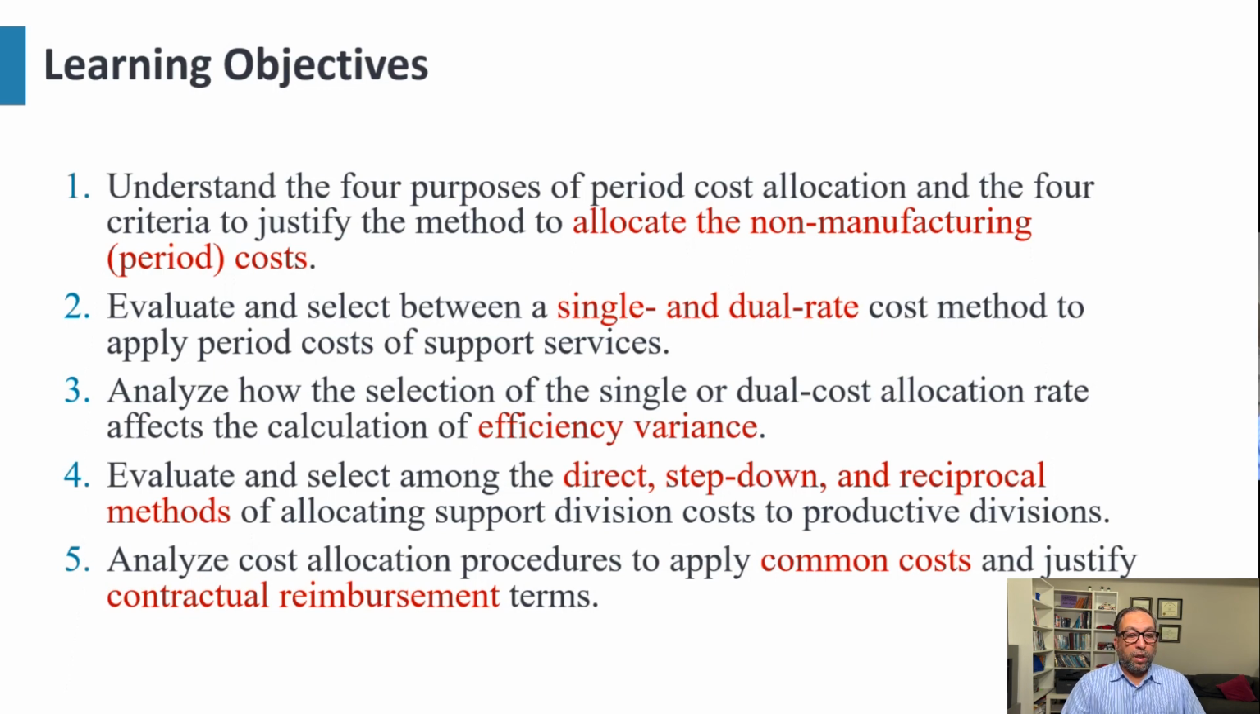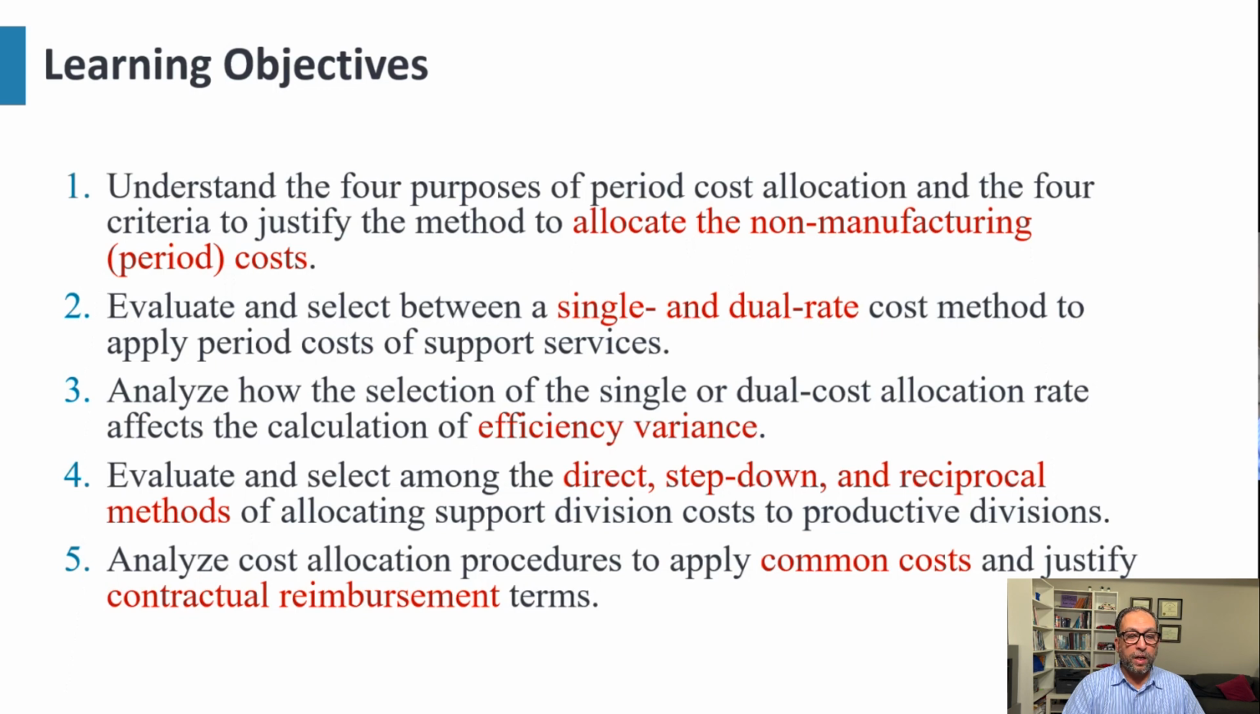And analyze how the selection of the single or dual allocation rate affects the calculation of efficiency variance. So that's also one of the things we look at: which one, a single rate or a dual rate, is better, and how they affect the efficiency variance.